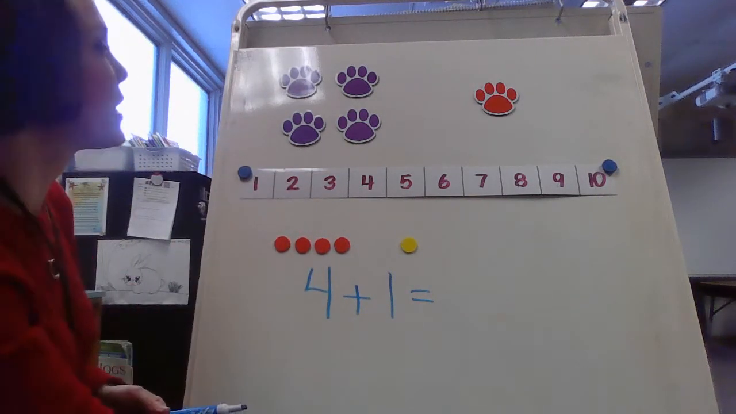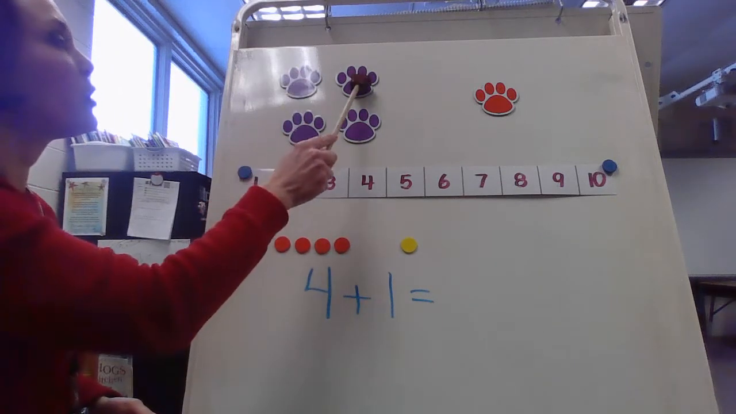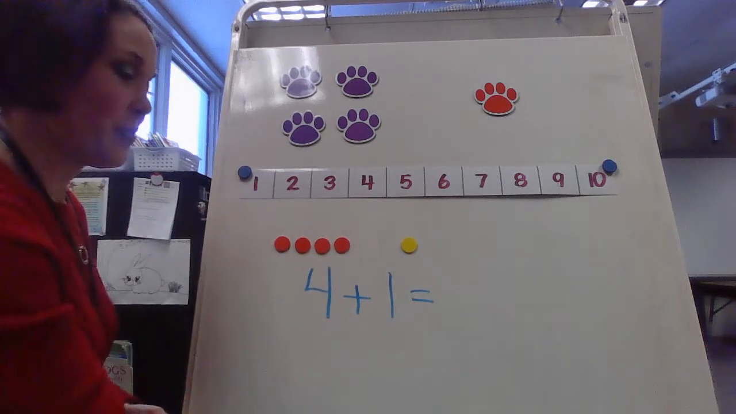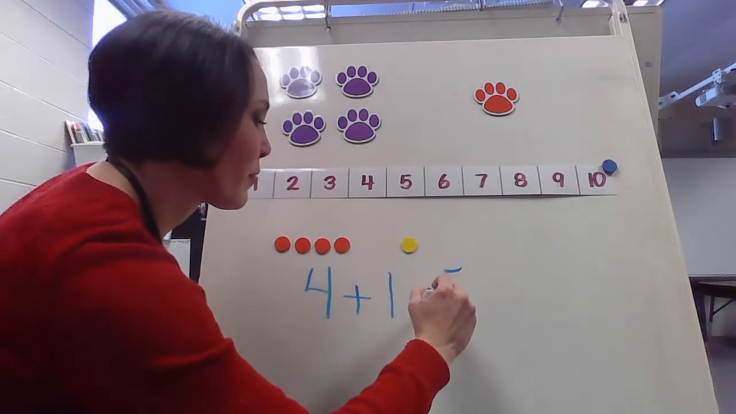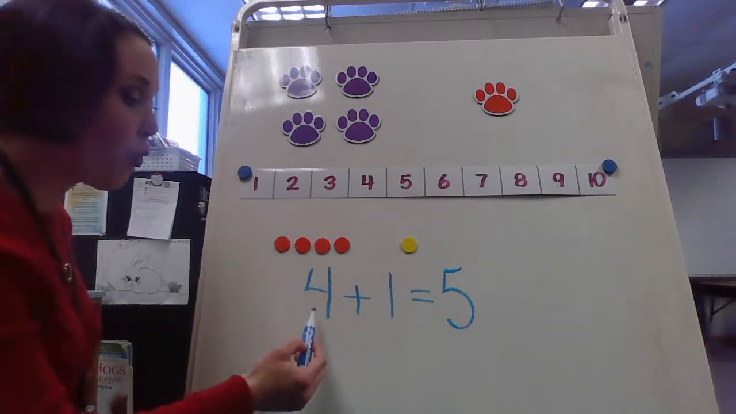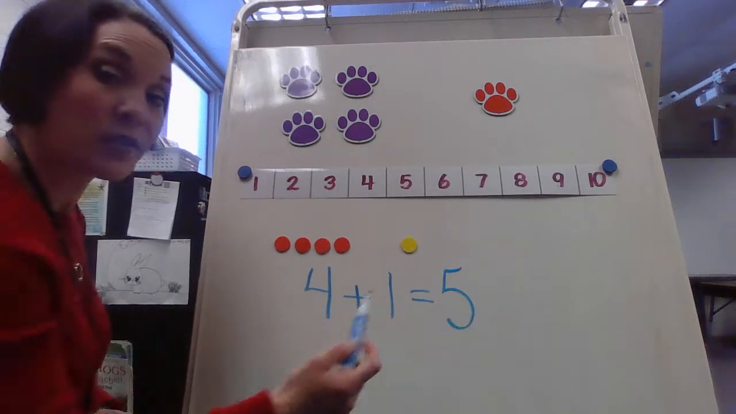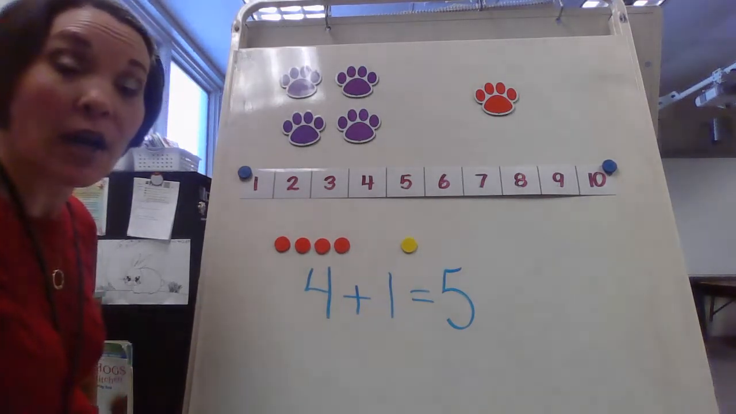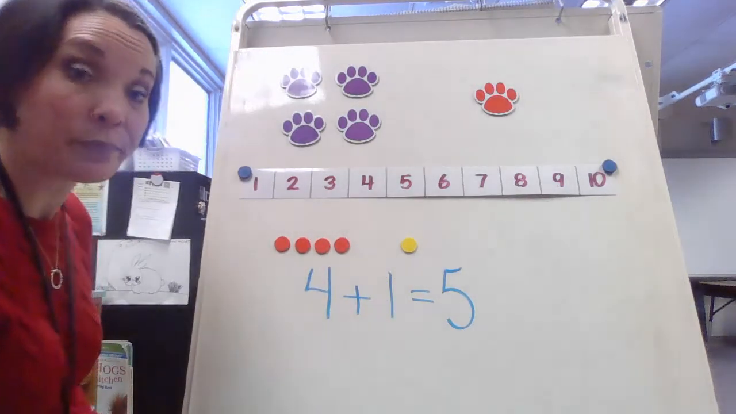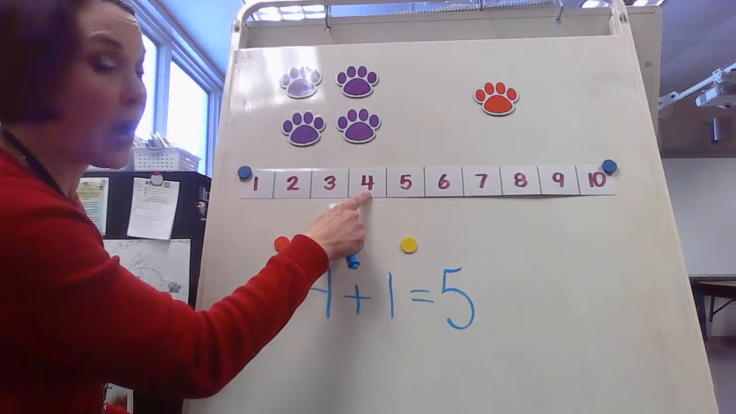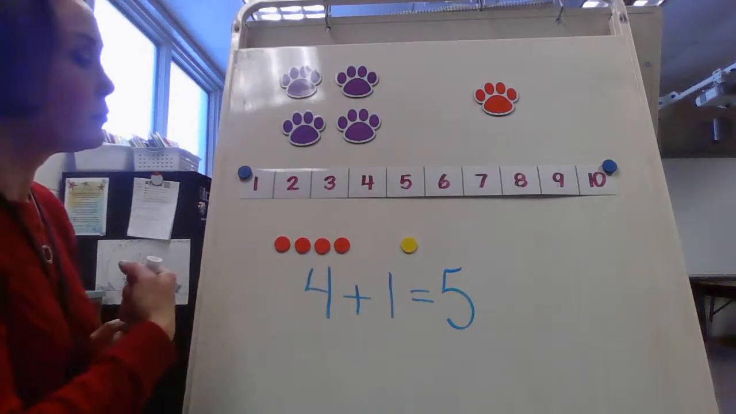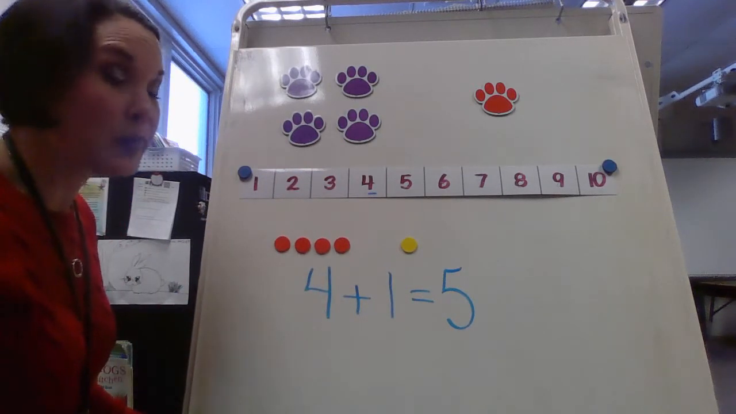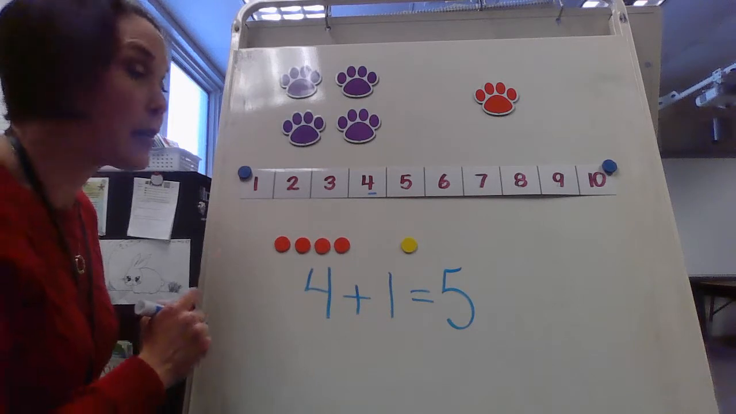Maybe let's do the paw prints this time. 1, 2, 3, 4, 5. So 4 plus 1 equals 5. Let's use our counting on strategy this time. I'm starting at 4, and I want to count 1 more. So how many hops am I going to make?